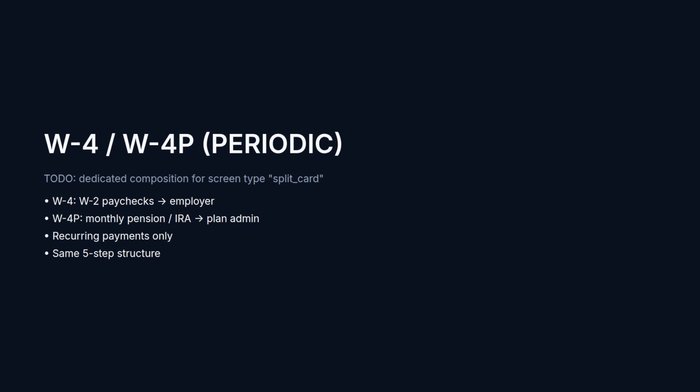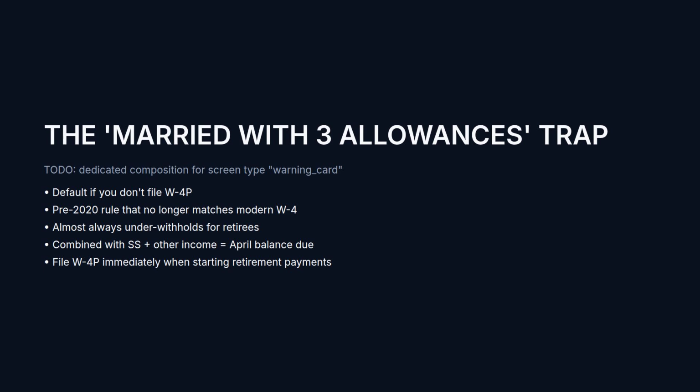The default withholding trap. If you start a pension or IRA distribution and do not submit a W-4P, federal law forces your plan administrator to withhold as if you were married with 3 allowances, a rule that hasn't matched reality since the W-4 was redesigned in 2020. For most retirees, this means too little withholding, especially when combined with Social Security or other income. You discover the gap in April.